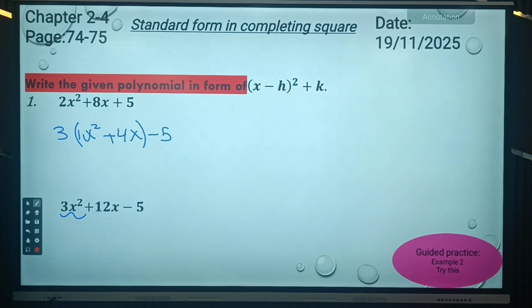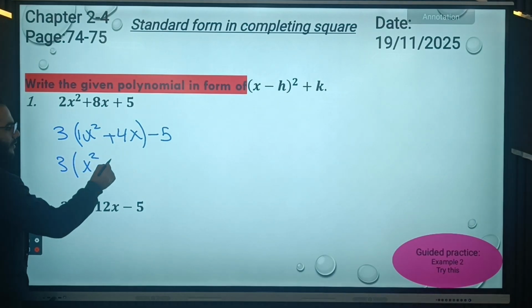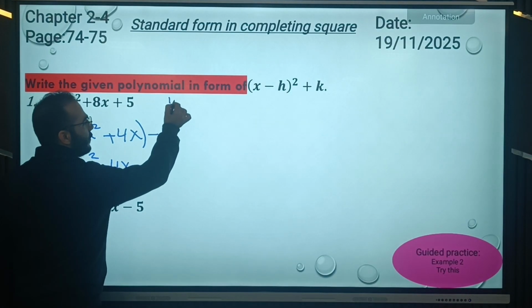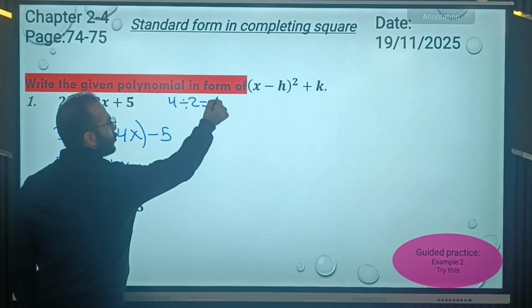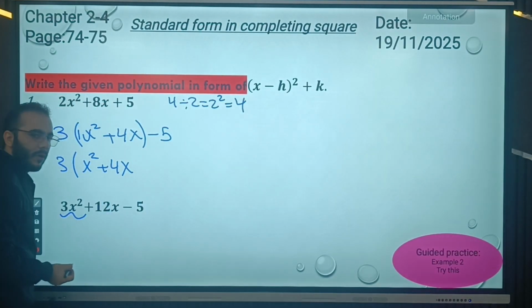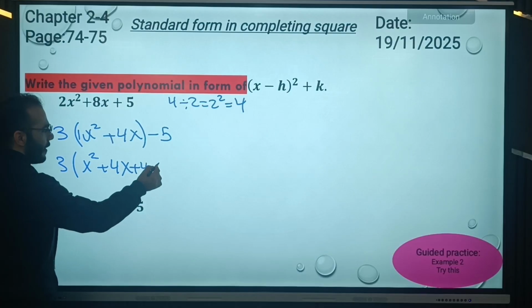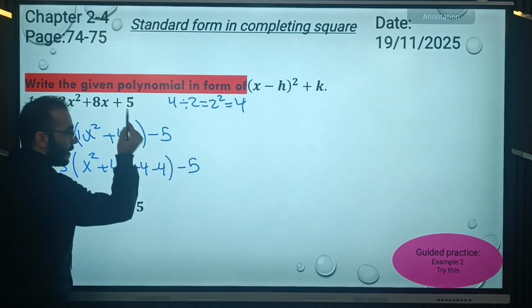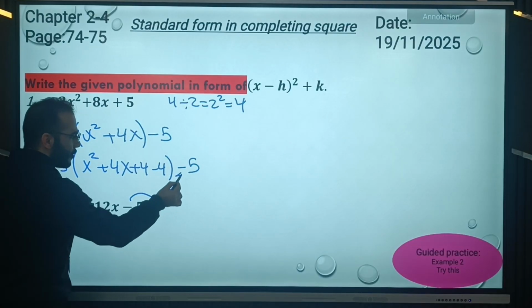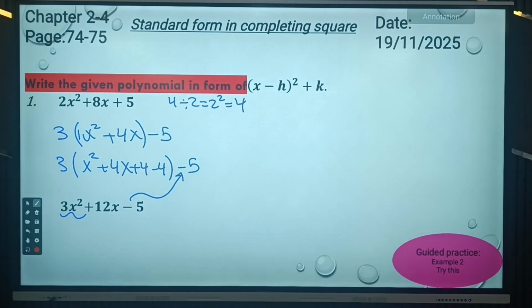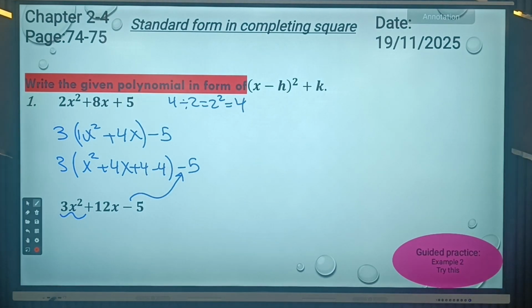Perfect. Right now, the coefficient of x squared is 1. Remember the second step. The second step says to divide the coefficient of x by 2, power it by 2, and whatever you got, add it and subtract it. So let's do it. 3 times x squared plus 4x. We said 4 divided by 2 is equal to 2, and power it by 2 again gives us 4. So add these 4, minus these 4, minus 5. Remember, that negative 5 is originally from the question, so it should stay until the final step.